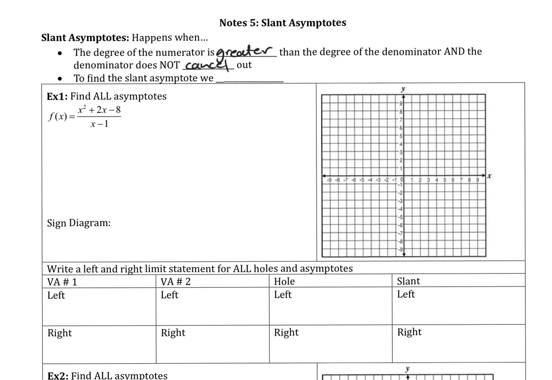To find the slant asymptote, we are going to go through the process of using long division. And we're going to perform this after we have canceled out anything with our numerator and our denominator.